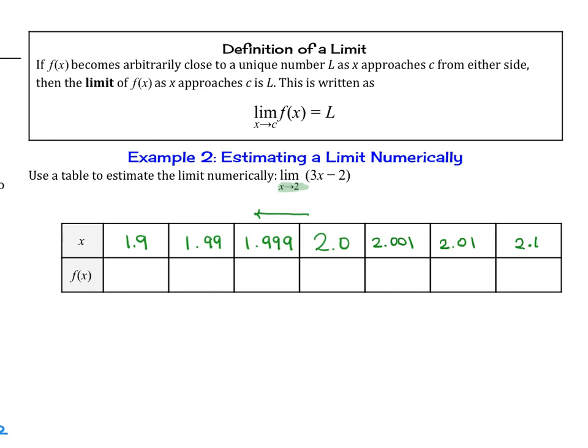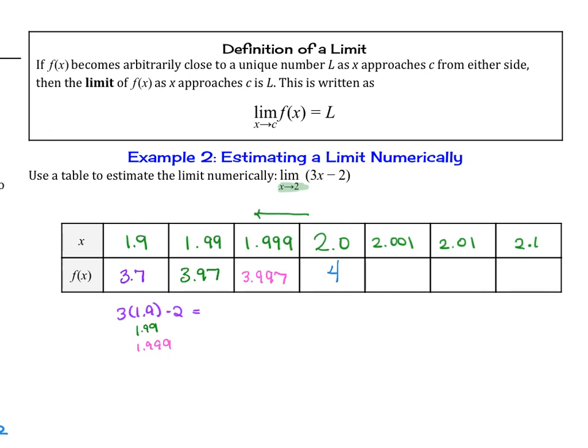You're just going to plug it in each time. So 3 times 1.9 minus 2, and you should find that that is 3.7. Then you plug in 1.99 instead, and that is 3.97. Then you plug in 1.999, another 9 in there, and you're going to get 3.997. Then when you plug in 2, you can do that without a calculator, you would find that that is 6 minus 2, which is 4.